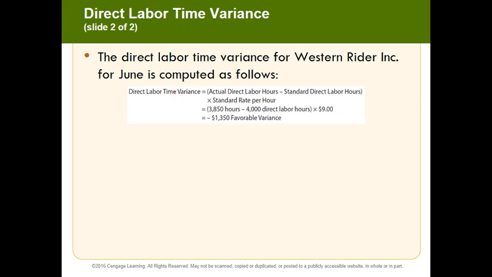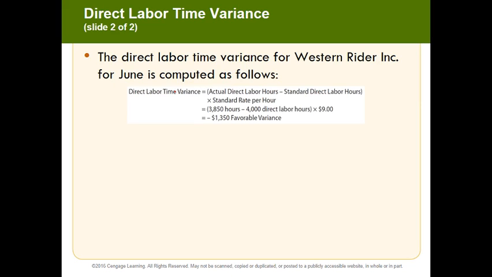For Western Ryder, they had actual direct labor hours of 3,850. However, the standard direct labor hours, what they expected, were 4,000. So they were able to save 150 hours multiplied by 9, giving them a favorable variance of $1,350.